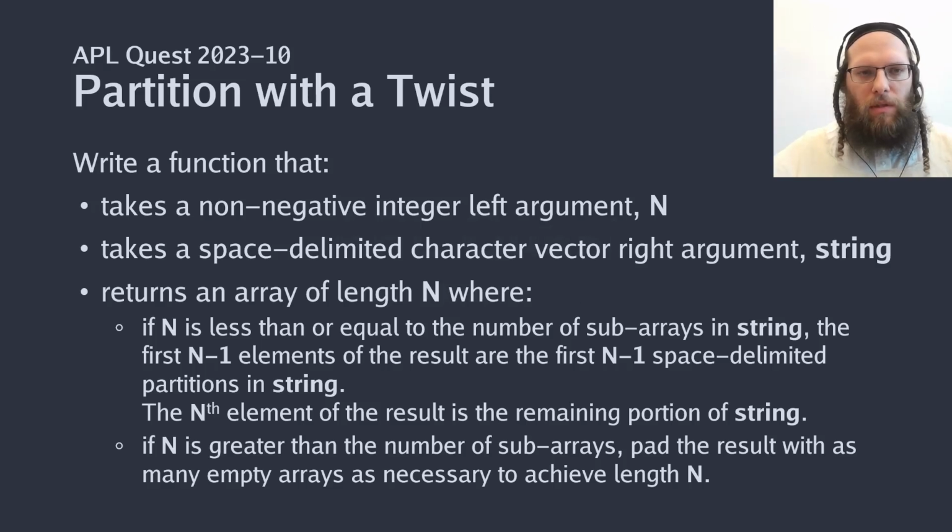Today's quest is to split a text on spaces, and there's a specification left argument which tells us how many segments to cut into. Basically, we want to be greedy and split at the first coming spaces until we have as many segments as required. And if the number of segments required is larger than what we get just by splitting on spaces, then we need to add empty segments at the end.